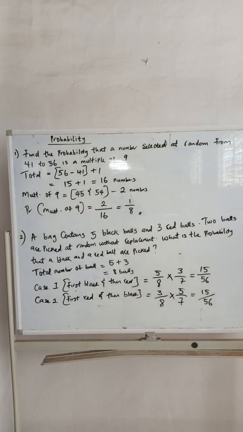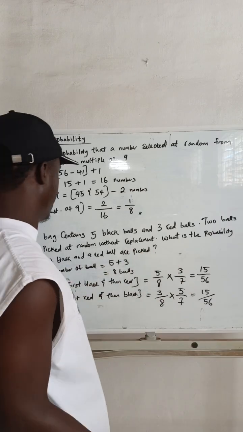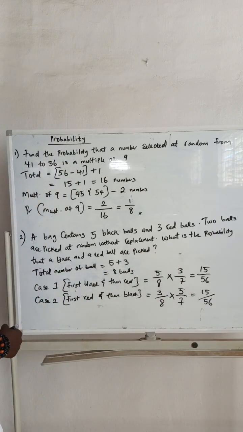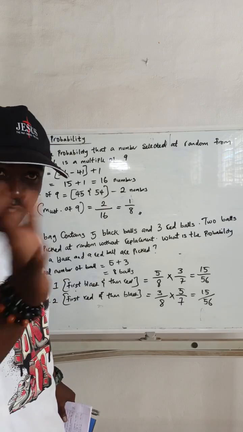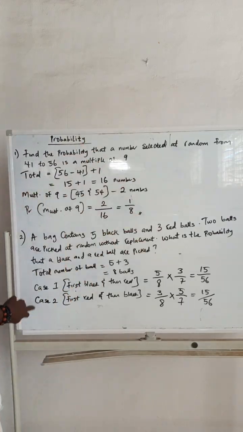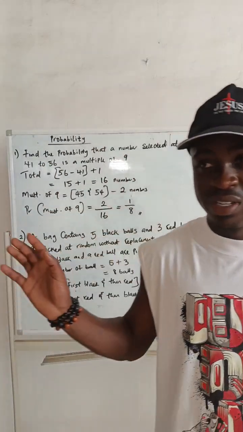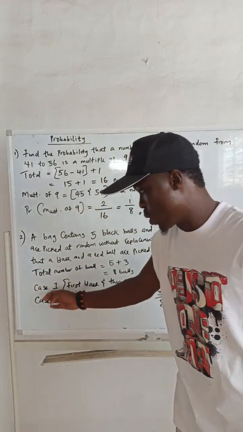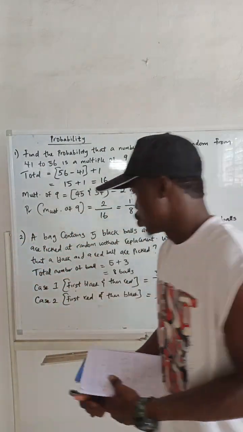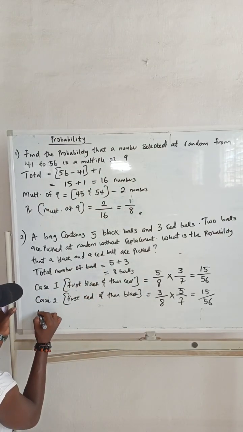Now, they said, what is the probability that a black and a red ball are picked? So what they are simply asking you to do is to find the probability that case 1 or case 2 happens. That's simply the question. So this is what they are asking you to find.